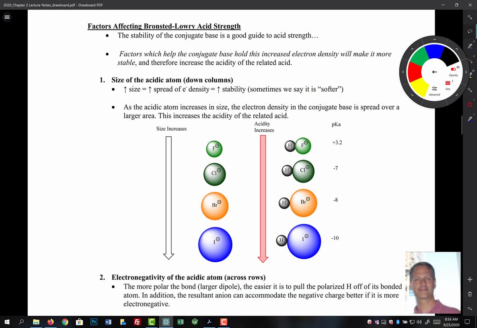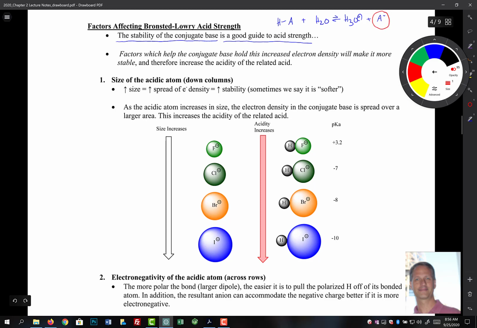All right, in this next section, we're going to talk about the factors that affect Bronsted-Lowry acid strength. It turns out that it's the stability of the conjugate base that we're going to be looking at, and it's a great guide to acid strength. So remember, if we have that generic acid-base reaction, in this case with water, we would form H3O plus and A minus. So we're going to be looking at what are the things that make this more stable.